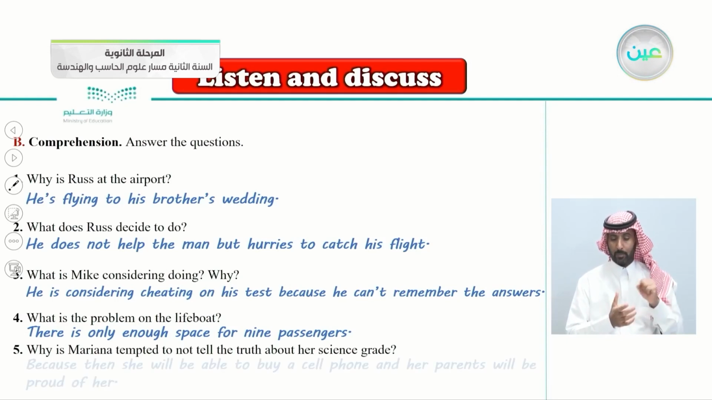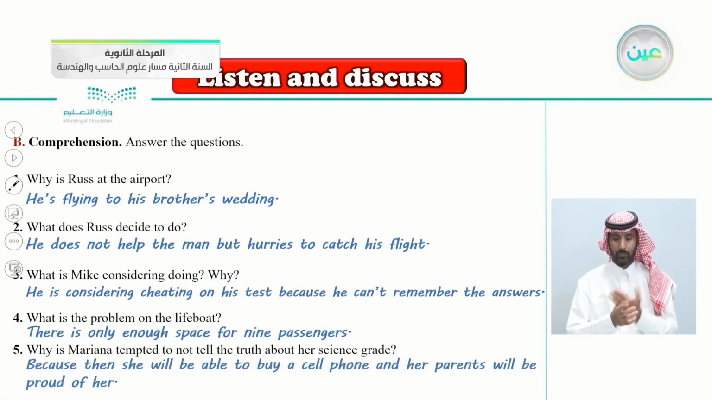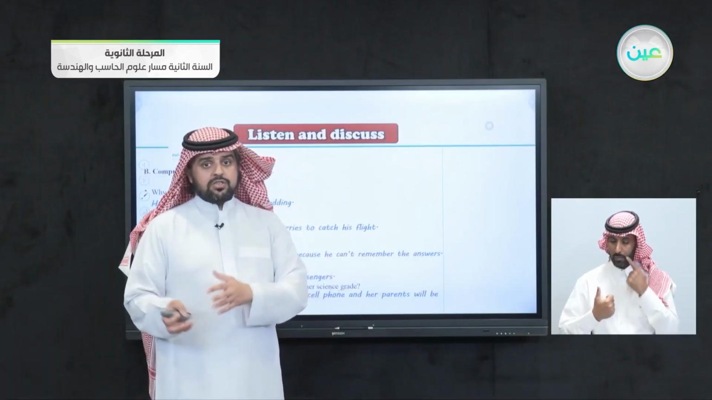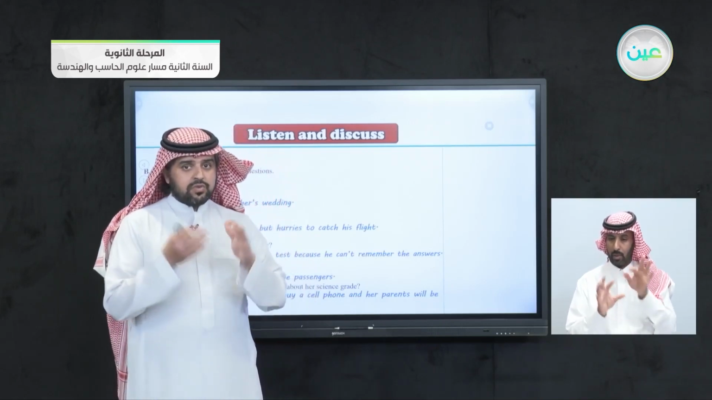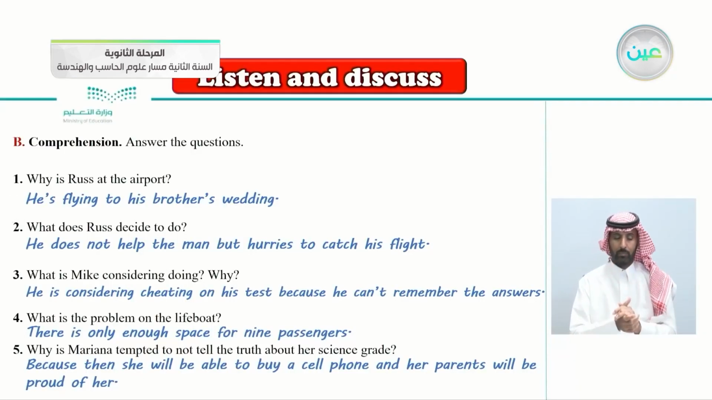Yes, let's check the correct answer here. Because then she will be able to buy a cell phone and her parents will be proud of her, because she saw her parents are very happy with the grade, and also they're considering getting her a cell phone. That's why she chose to keep quiet and not tell them.